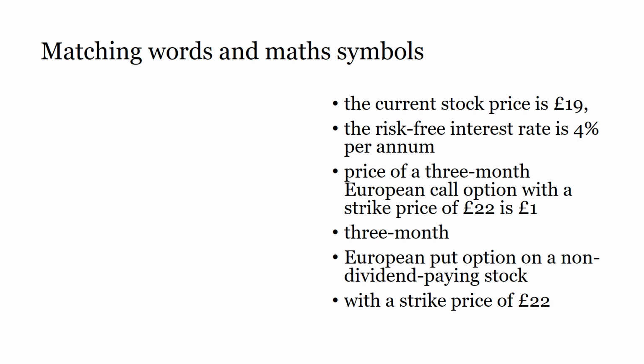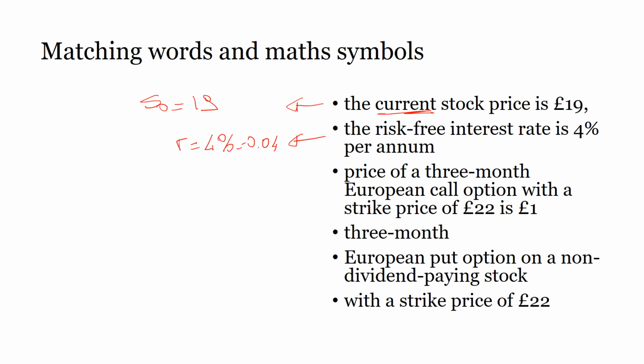Now, I've written on the right hand side the words that are important in the question. So it says first that the current stock price is 19. Now, we've seen that S0 is the stock today, so current is today. This means that we have S0 is 19. The risk-free rate is 4% per year, so we have R equals 4%, 0.04. The price of a 3-month European call option with a strike price of 22 is 1.